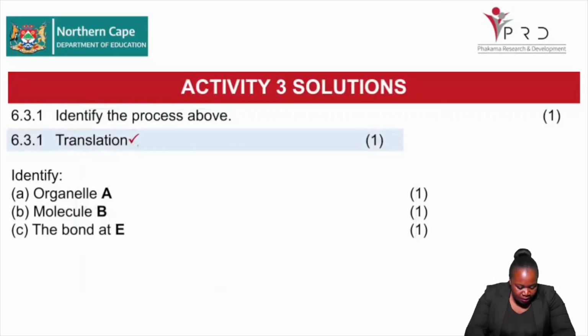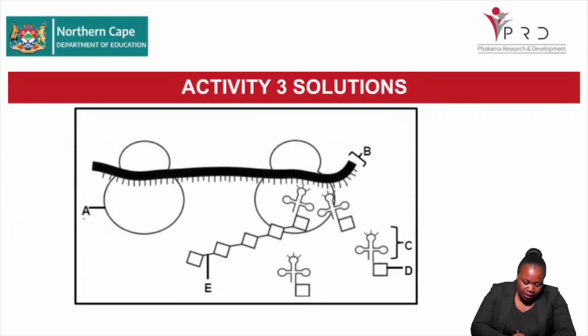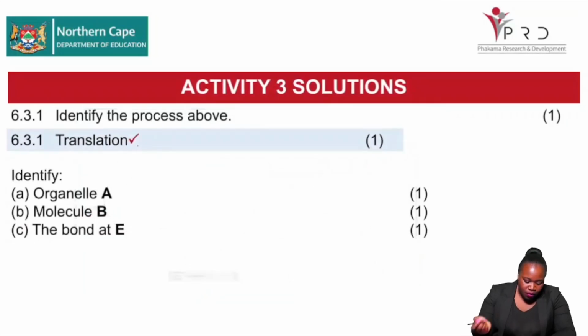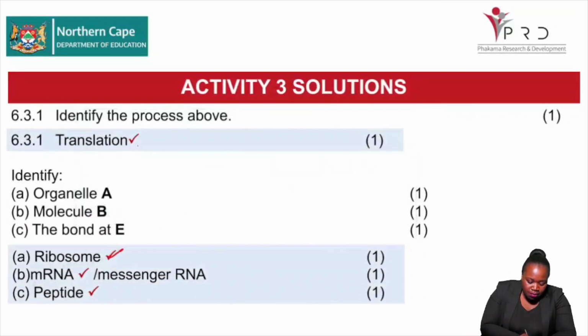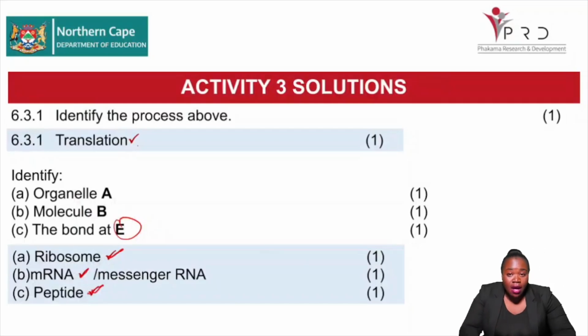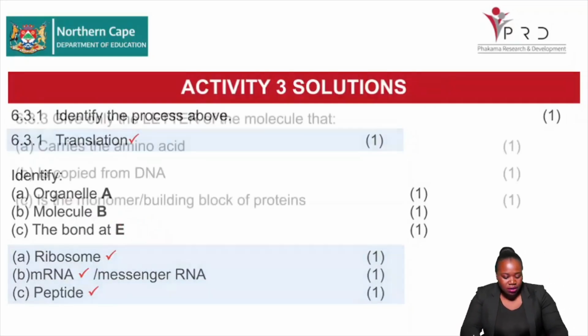Okay. And then 6.3.2, it says, identify organelle A, molecule B, and bond E. Right, let's go back and have a look. Organelle A is the ribosome. B is mRNA. Bond E is the peptide bond. So A, the ribosome. B, the mRNA, and then E, a peptide bond, or you can say a peptide. Then that is your marks for that question.